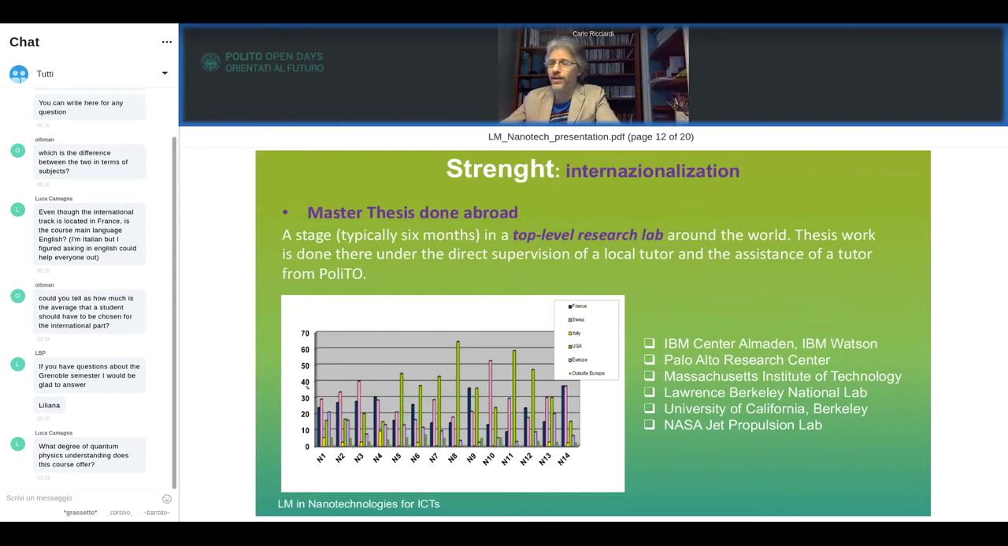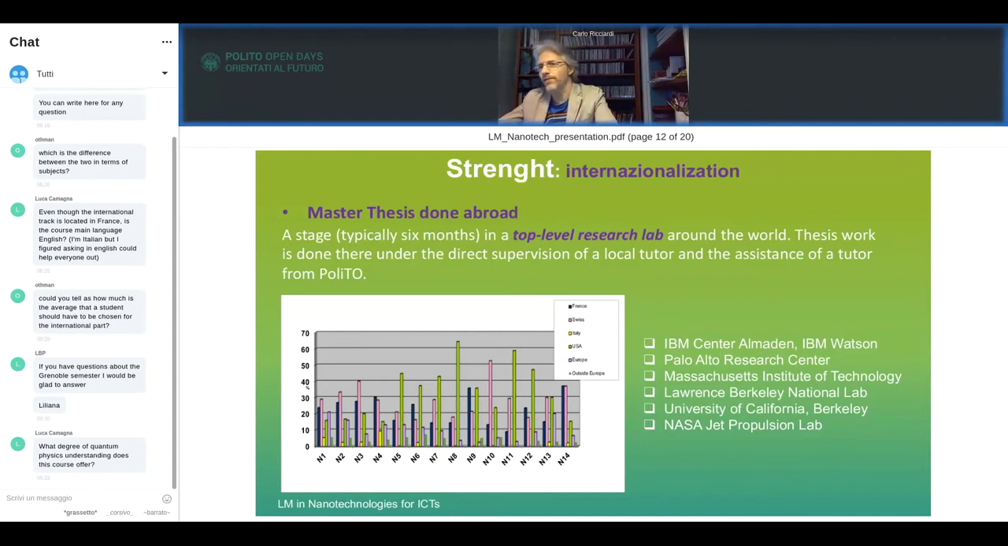Okay, so I am using some data that I took from Grenoble. So in the strength about internationalization, I think there is also a very good point that is about the thesis, the master thesis that is done abroad in a really top level research lab. Like you can see here some examples, IBM Center in Almaden, MIT or Jet Propulsion Lab of NASA, it is in Los Angeles, in Pasadena.